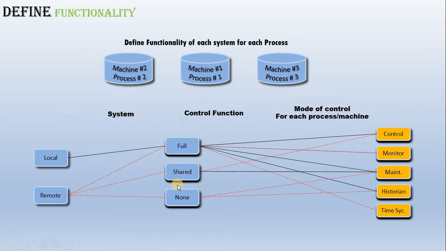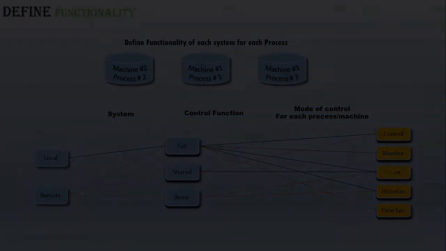You can put it in 3 categories: full, shared, and none. Let's say the local will have full control of everything except the time synchronization, but the remote will have full control on the time synchronization. The remote will have none on the historian or the maintenance, and so on. So this is just an idea when you design your system.